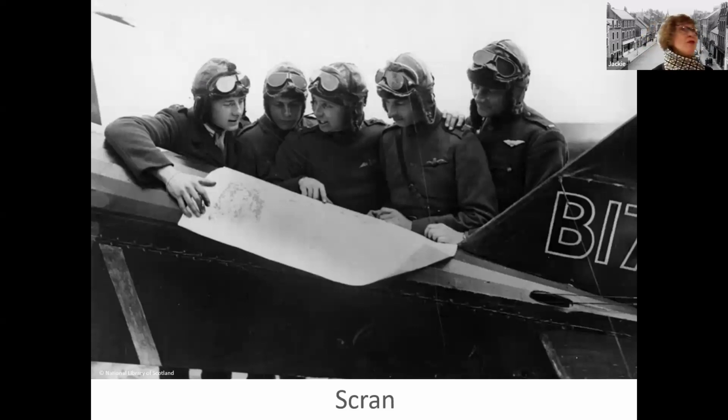Now, this image can be found on Scran. So alongside NCAP, the National Collection of Aerial Photography, Britain from Above, and of course, Canmore, it provides some explanation as to where I have researched and sourced the content for today's talk.